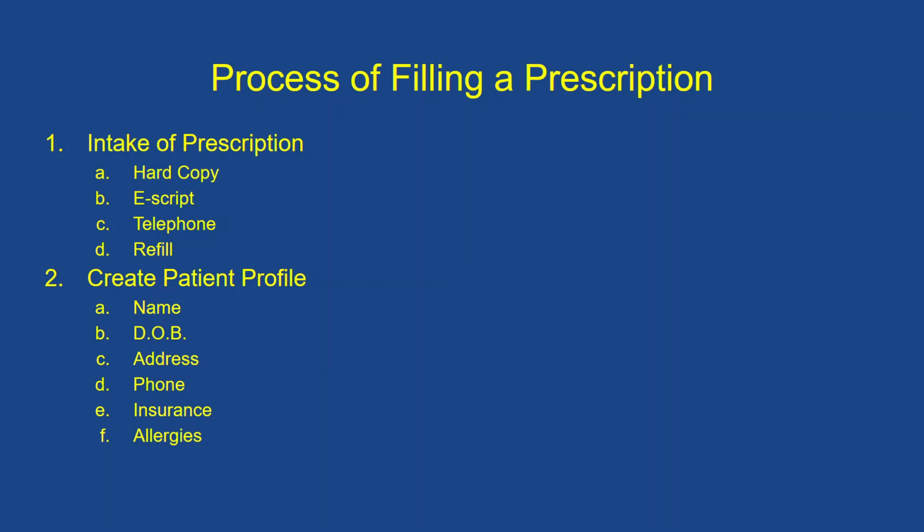So the process of filling prescriptions starts with intake. Intake is done with a hard copy, which is a physical script that you bring into the pharmacy, an e-script, which is electronically prescribed by the doctor, a telephone call from your doctor, or a telephone call for a refill from the patient. If it is a new patient, we have to create a profile. That includes your name, date of birth, address, phone number, insurance, and allergies, just some basic information so we can process your prescription.